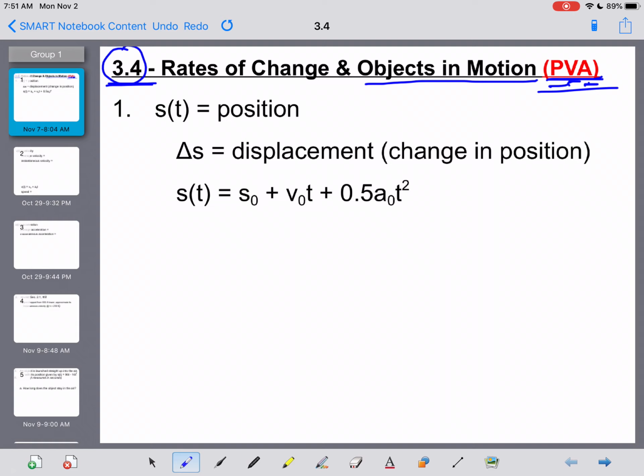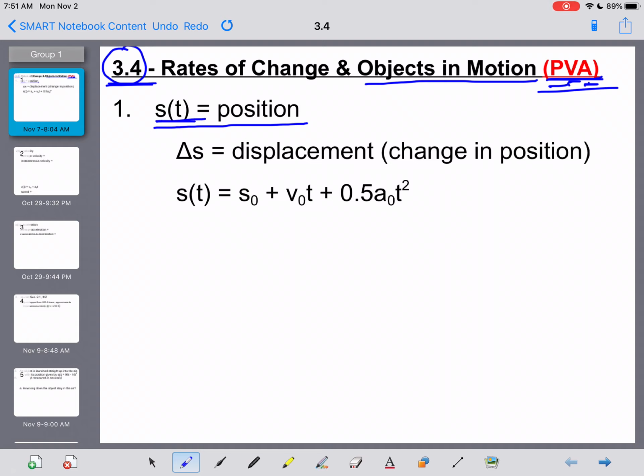So, a little bit of a recap of some concepts from back in chapter 2, everybody. First of all, just a reminder that for some reason that seems unclear, we tend to use S of t, not P of t, to be your position function. And just about every book that I've ever seen uses that same notation quite a bit.